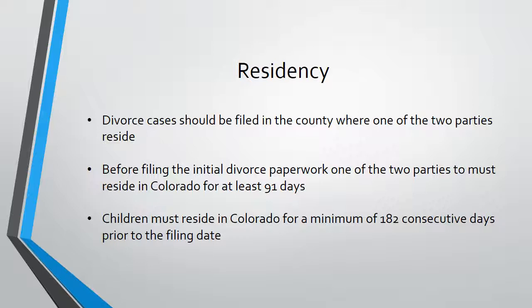Now, if there are children involved in your divorce proceeding, meaning that there are children of the marriage or children that have been adopted into the marriage, it's important to note that those children must reside in Colorado for a minimum of 182 consecutive days prior to the filing. Otherwise, issues related to the children, including parenting time, decision-making responsibilities, and child support, cannot be addressed in the actual divorce proceeding. It's also important to note that once a divorce action has been commenced, once it's begun, there is a mandatory 91-day waiting period before a Colorado court can actually enter a decree and finalize the divorce.